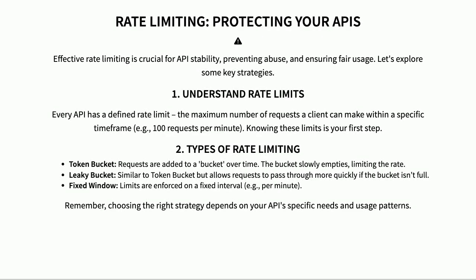Okay, let's talk about protecting our API, specifically through rate limiting. Rate limits are basically like guardrails. They restrict how many requests a client can make to an API within a certain period. It's super important because without it, someone could flood your system and cause problems or even revenue loss. There are several different ways we can implement these limits: the token bucket method, which gradually adds tokens over time; the leaky bucket, similar but more forgiving; and fixed window limits applied on a regular interval. Understanding these methods will help you choose the best approach for your API.